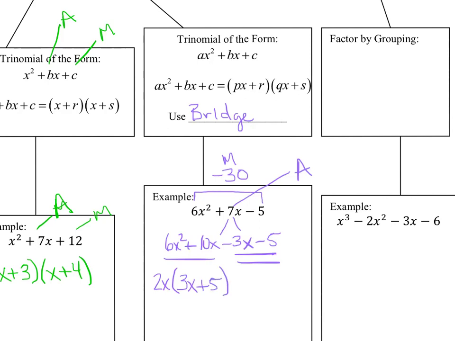Now the last two terms don't have anything in common, but they both are negative, so I'm going to factor out a negative 1. And I'm going to get 3x plus 5. So then my final answer is going to be 2x minus 1 and 3x plus 5. And that's it.